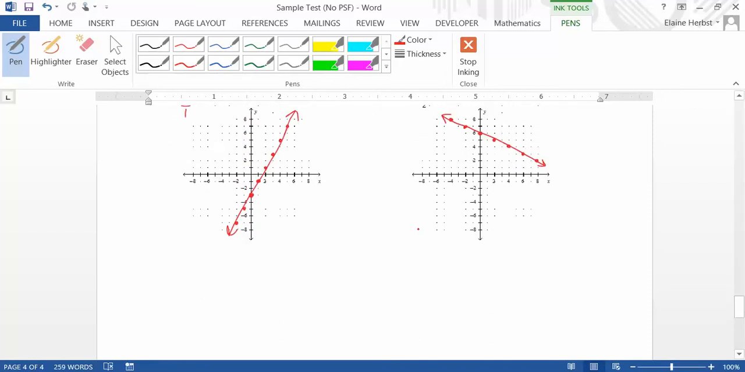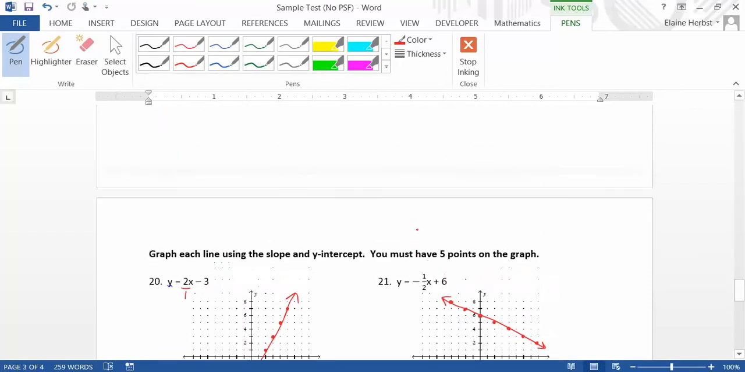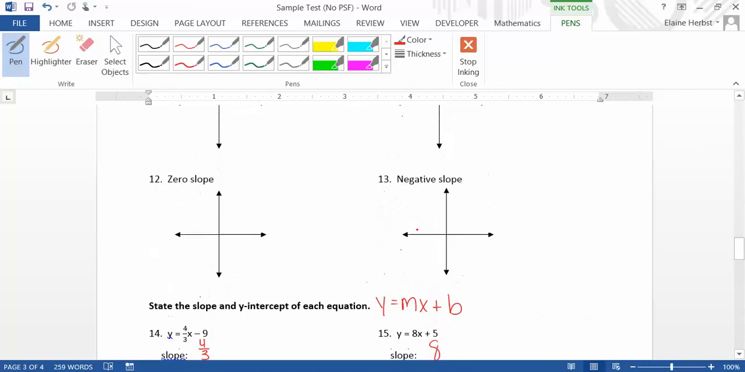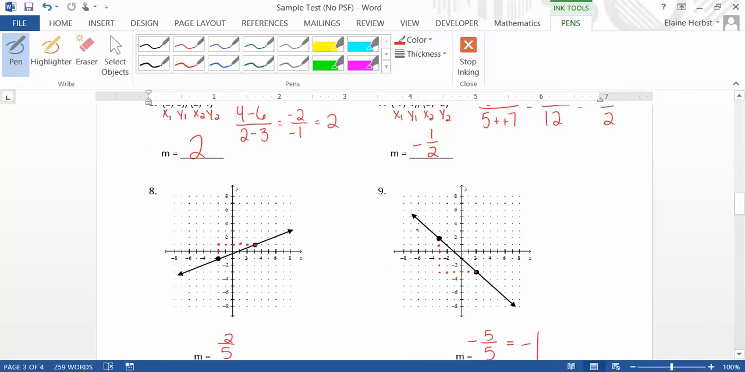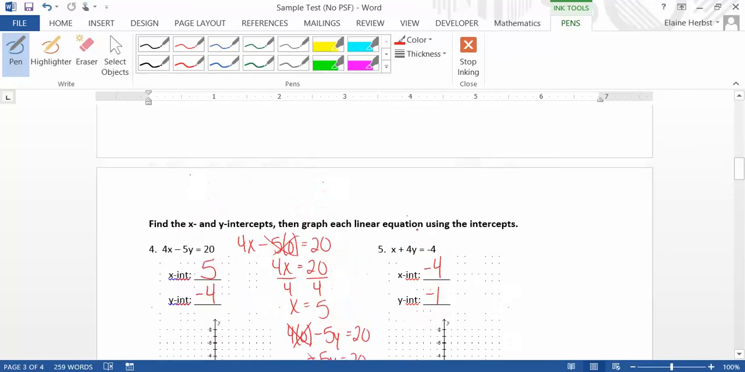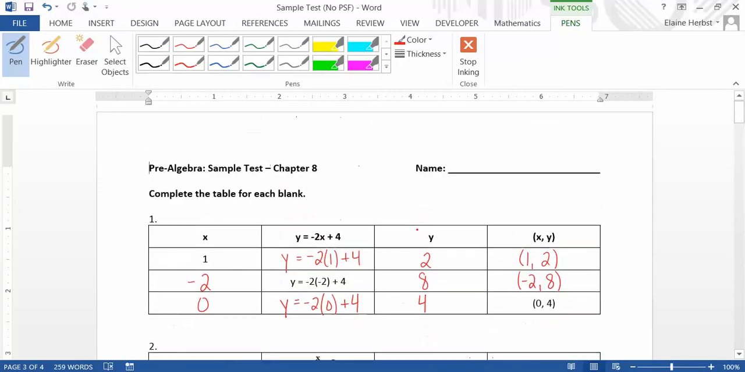So that completes the key to the sample test. Please make sure that you have all of the problems solved. If you're not sure of how I got one of my answers, we can talk about it in class before we take the test, which will be tomorrow.